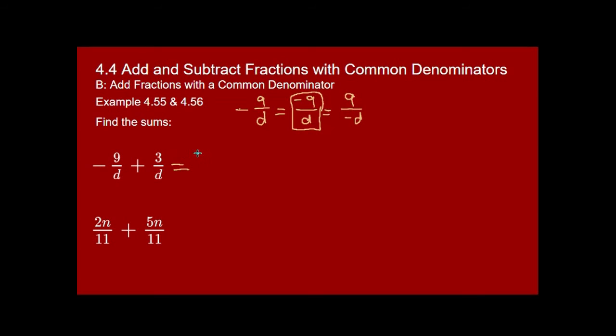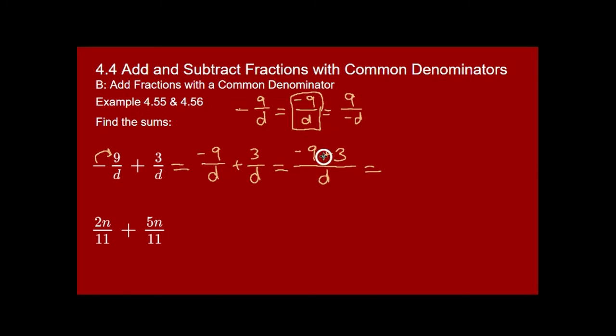So we're going to do that. So let's change this to negative 9 over d plus 3 over d. Okay, so all I did was I moved this negative sign and attached it to the 9. Okay, and so now we're going to do the same thing. We're going to add the numerators. So we have negative 9 plus 3, and keep the same denominator, d. Now we have two numbers on the top that are added, so we can simplify those.